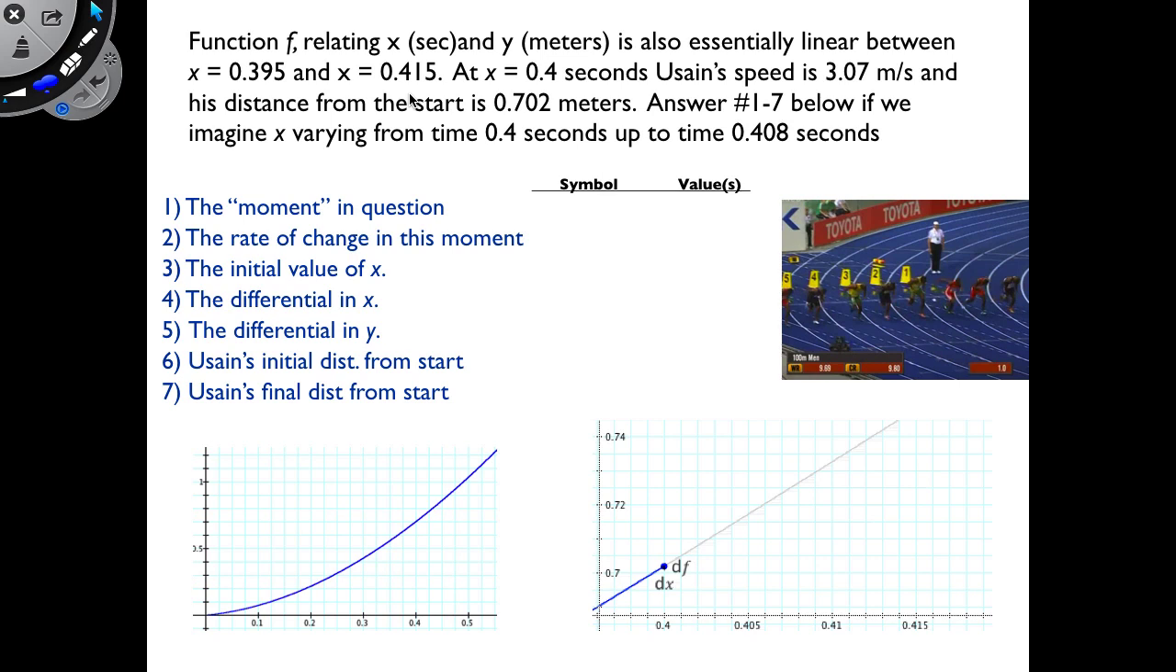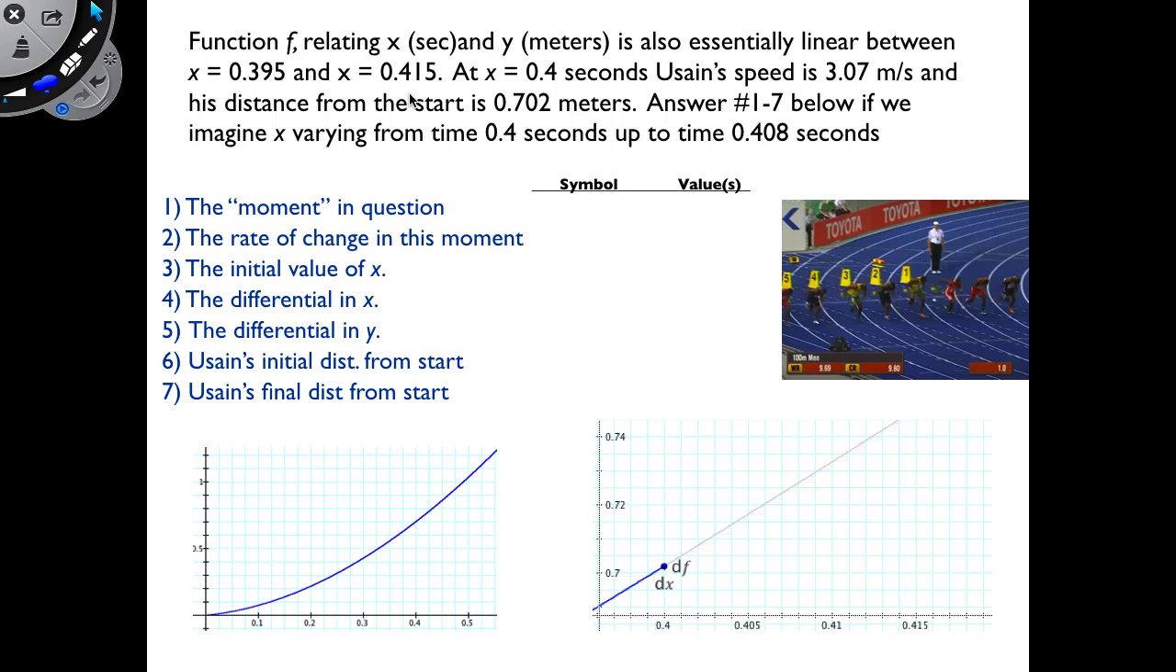So notice there are 4 different points in time that are mentioned. Make sure when you see there's a whole bunch of different times, don't let that throw you off. 2 of them are talking about our moment that we're looking in. The other 2 are talking about the interval where we're measuring change in distance, change in time, and they're within that moment.